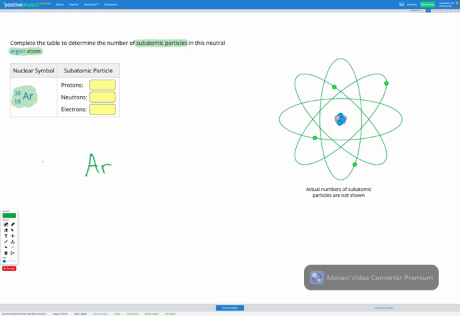We have the symbol for argon, Ar, and then we have one number on the top and another number on the bottom. So this number on the bottom here, that is the atomic number. And that tells us how many protons we have, the number of protons. So since we have the number 18 on the bottom there, we know we must have 18 protons in this atom. So let's fill that in first. 18 protons.